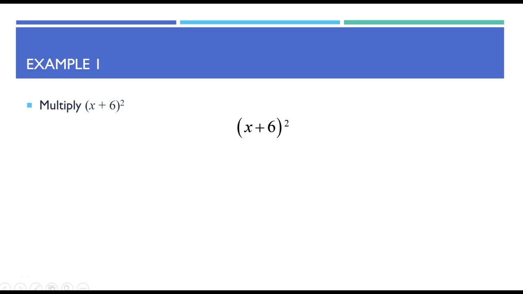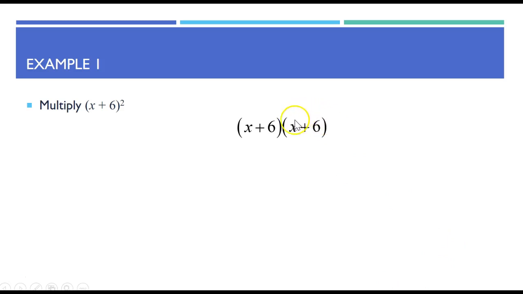Let's start with our first example. We're going to multiply x plus 6 squared. Well, we need to understand what the squared means. It means we're multiplying the same thing by itself. So we really are going to be multiplying x plus 6 twice, or x plus 6 times x plus 6. Now we have two binomials that we can multiply, and we have worked with these before.